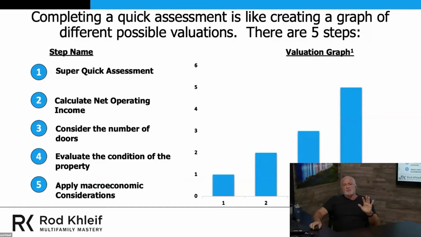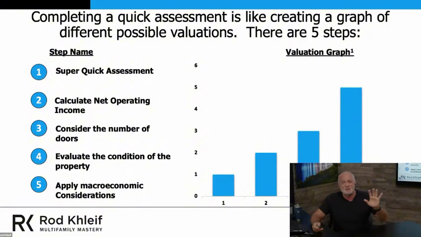So we've broken this high-level piece into 5 different factors. First one is a super quick assessment, okay? Then we're going to accurately calculate the net operating income. Obviously, that's important, okay? And you're going to see how we do this. It's going to surprise you a little bit, but it's a really good way that we suggest you do this first. That comes into play with normalizing the expenses as well, okay? Then we're going to consider the number of doors, right? We're going to evaluate the condition of the property, and then we're going to apply any macroeconomic considerations if they're relevant, okay? And those 5 factors are going to give you a window.